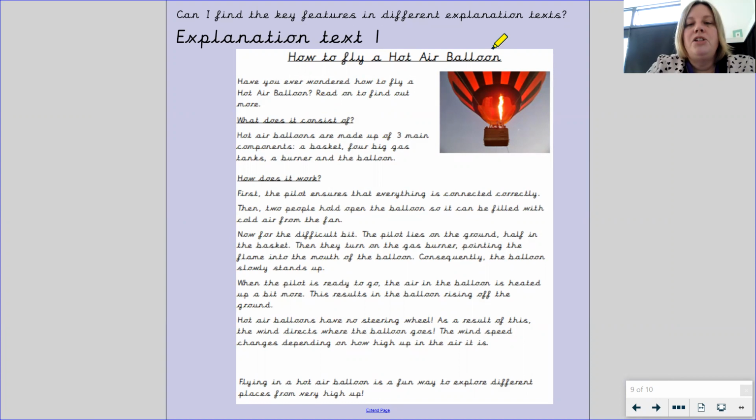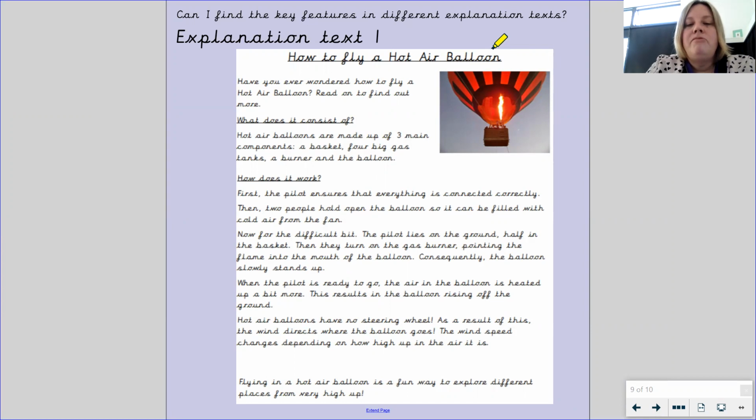How does it work? First, the pilot ensures that everything is connected correctly. Then two people hold open the balloon so it can be filled with cold air from the fan. Now for the difficult bit. The pilot lies on the ground, half in the basket. Then they turn on the gas burner, pointing the flame into the mouth of the balloon. Consequently, the balloon slowly stands up.